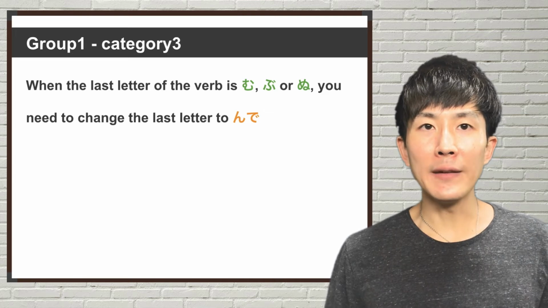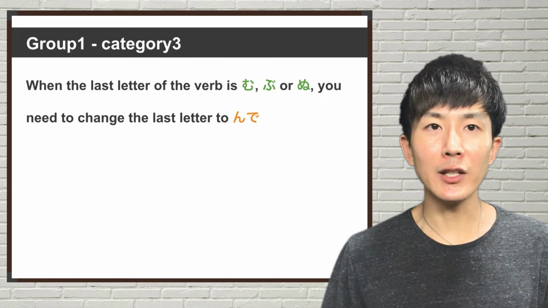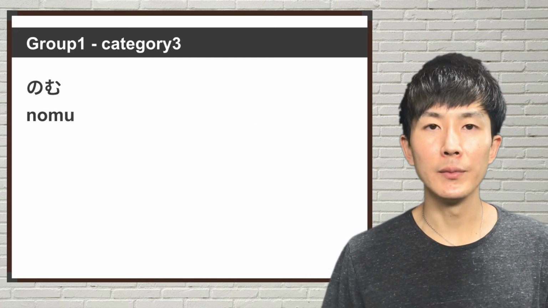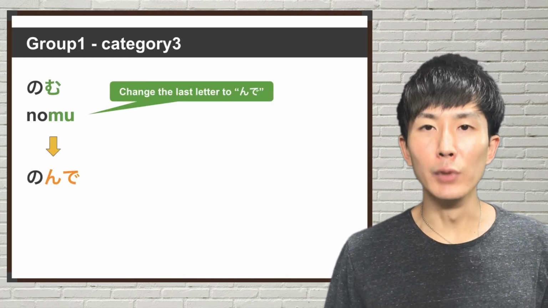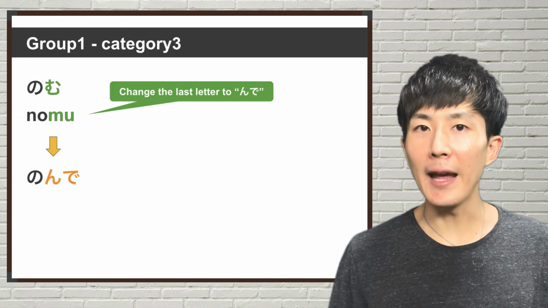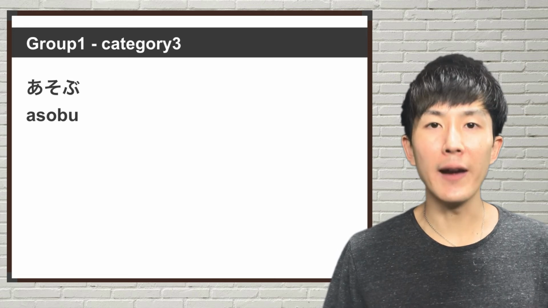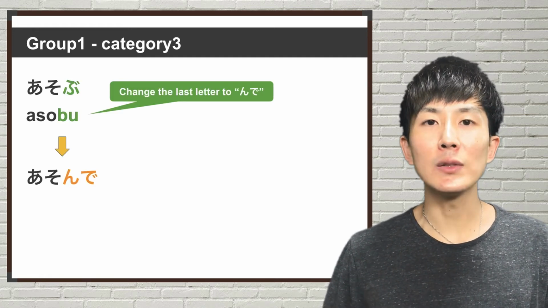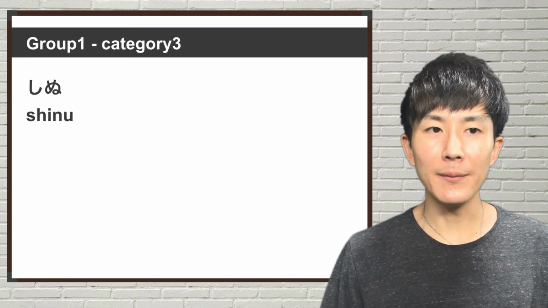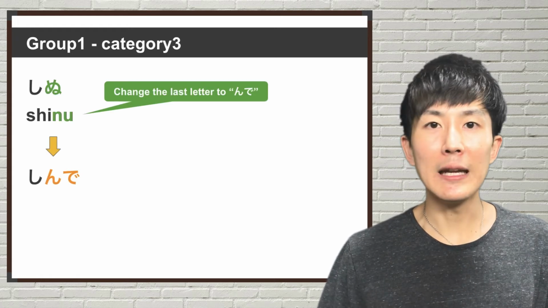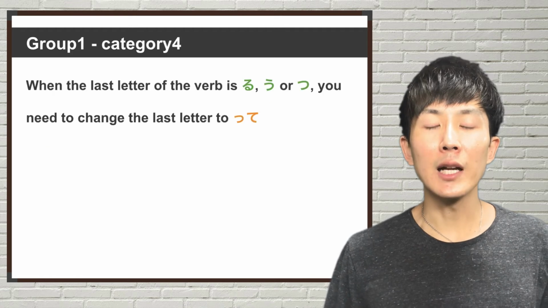Next, category 3. When the last letter of the verb is む, ぶ, or ぬ, you need to change the last letter to んで. For example, 飲む, which means drink. The last letter is む, so it becomes 飲んで. 遊ぶ, which means play. So it becomes 遊んで. 死ぬ, which means die. So it becomes 死んで.